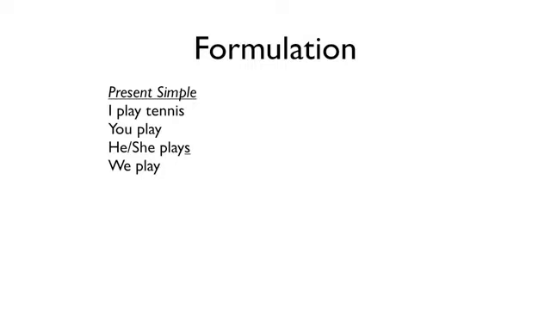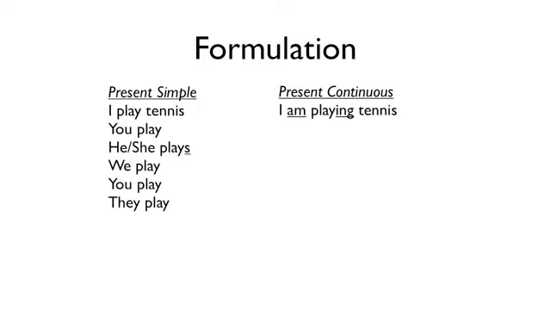We play tennis. You play, and they play. So, simple enough. Let's look at present continuous. You probably remember that you need the verb to be to conjugate this verb. So, I am playing tennis. You are playing tennis. He or she is playing tennis.